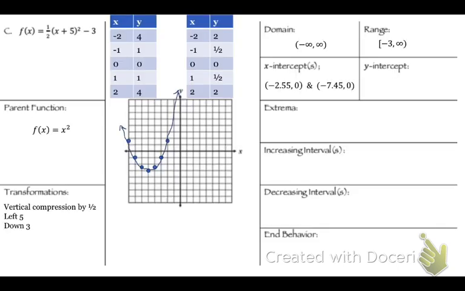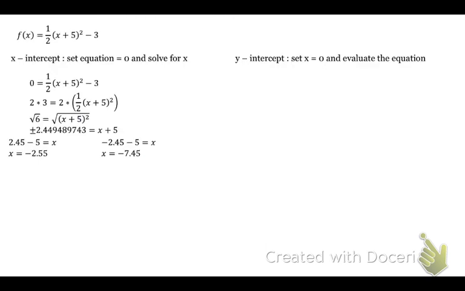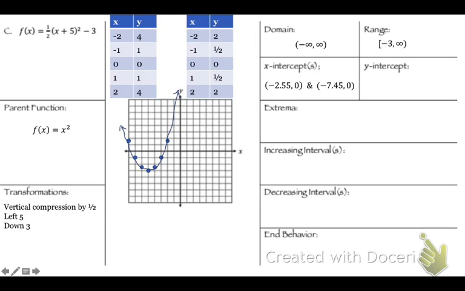And then our y-intercept, so we're going to set x equal to 0 and evaluate. So 1 half times (0 plus 5) squared minus 3, which is 1 half times 5 squared minus 3. 1 half times 25 minus 3, 12.5 minus 3, which is 9.5. So our y-intercept is (0, 9.5).